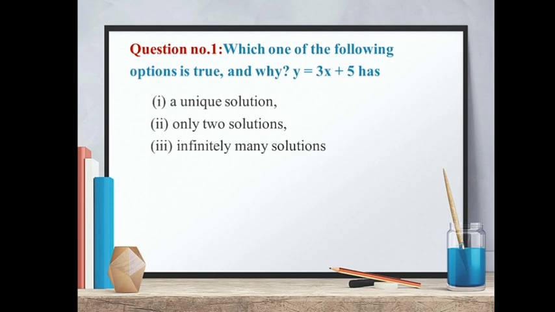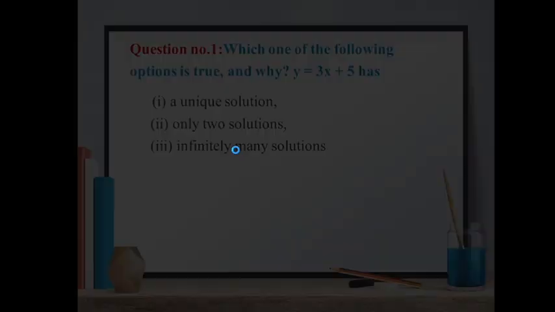So what is given here in the question? Which of the following options is true? Three options are given, and we have to find out which option is true and why it is true for this equation. The equation is y equals 3x plus 5, and we have to find out whether it has a unique solution, only two solutions, or infinitely many solutions. For finding this, we have to find the solutions of this equation. So let's start with the solution.